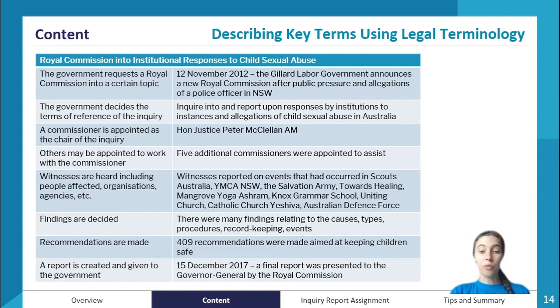Then you've got different commissioners being appointed. You've got a whole bunch of witnesses being heard. So the terms of reference also influenced this. So witnesses reported on events that occurred in Scouts Australia and lots of different other organizations that knew about this area. And then you had lots of recommendations, 409, and then the final report being presented at the end in 2017. You can see how it's a really long process over more than 5 years in this case.